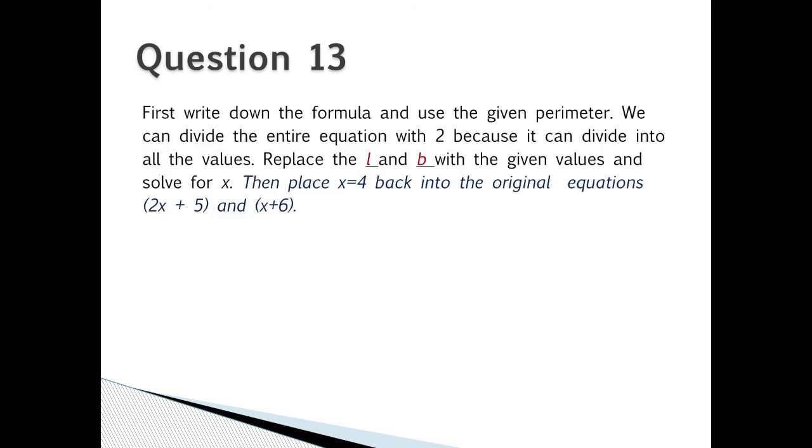In order to answer the question, first write down the formula and use the given perimeter. We can then divide the entire equation by 2 because it can divide into all the values. Replace the length and breadth with the given values and solve for x. Then place x equal to 4 back into the original equations in order to find your solution.